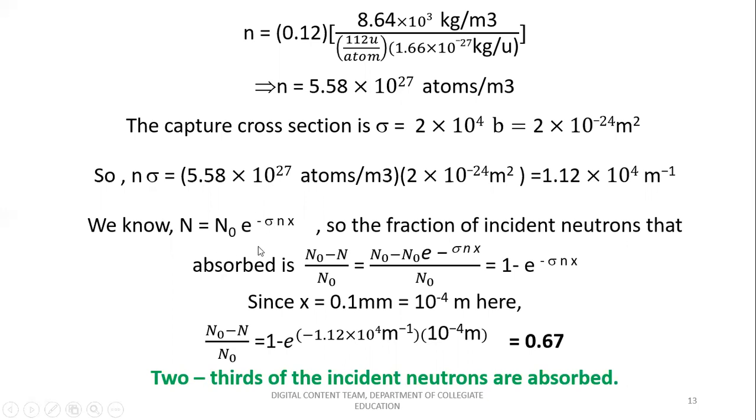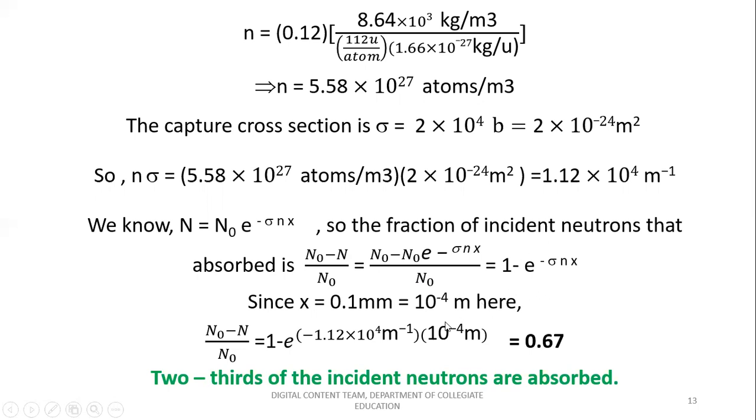So we know from the expression N equals N naught e to the power of minus sigma n x, the fraction of the incident neutrons that are absorbed is given by N naught minus N divided by N naught. This is nothing but the fraction of incident neutrons absorbed by the target material, that is dN by N naught. dN is N naught minus N. Substituting N in terms of N naught, it is N naught minus N naught e to the power of minus sigma n x in the numerator, divided by N naught.